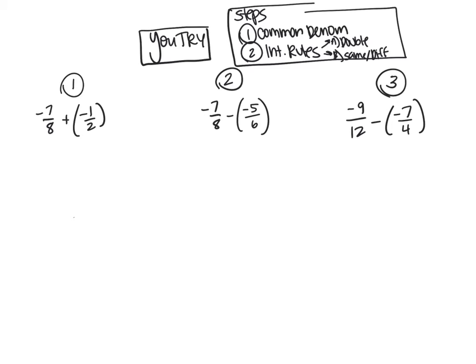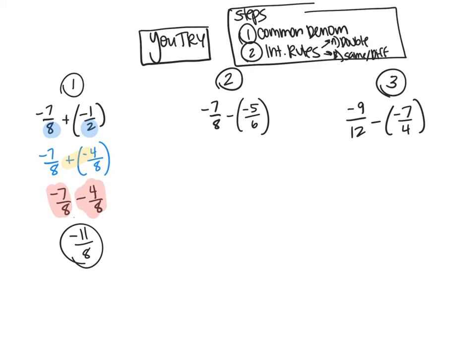So first I need a common denominator. My common denominator between 2 and 8 is going to be 8. That gives me negative 7/8 plus negative 4/8. I then am looking, do I have a double sign? And I do. I now rewrite the problem without the double sign. Negative 7/8 subtract 4/8. I then am going to highlight and say, are my signs the same or different? And both of them are negative, so they're the same. I add, and I get a negative 11/8 as my final answer.